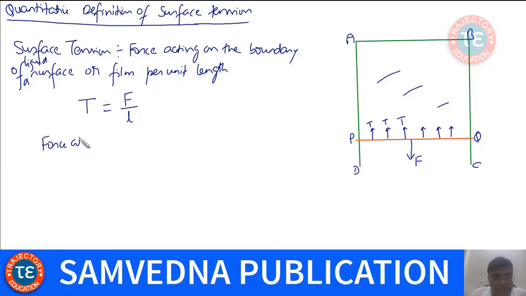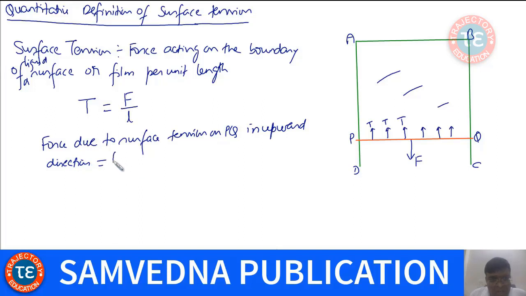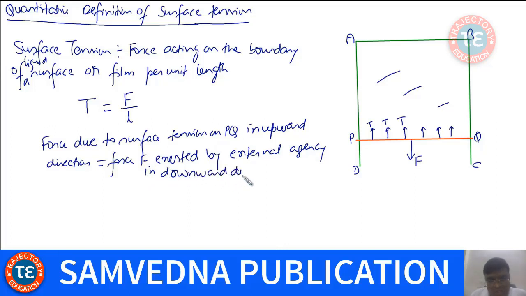When the force due to surface tension on PQ in upward direction is equal to force F exerted by external agency in downward direction, right? So the force acting in downward direction is F.